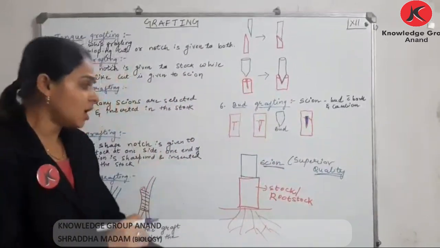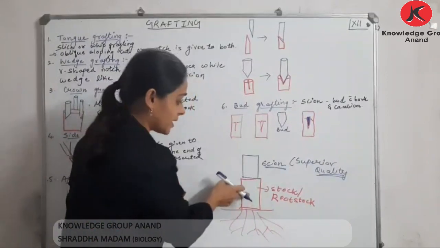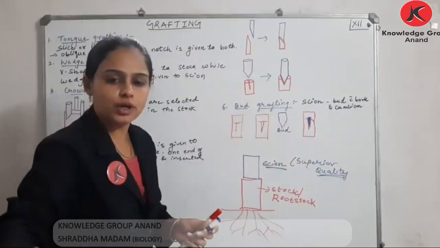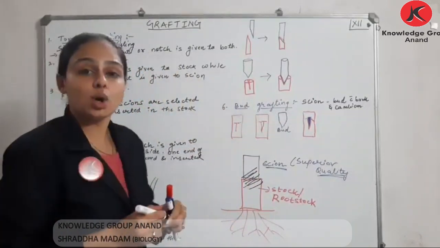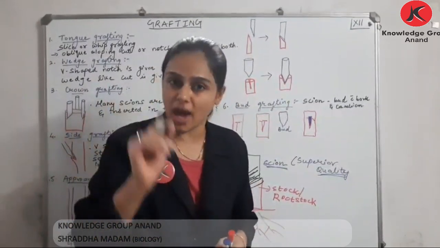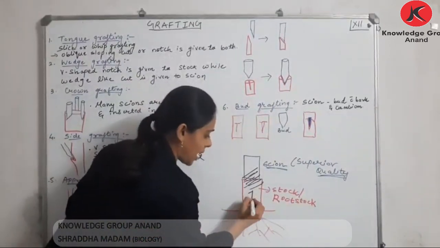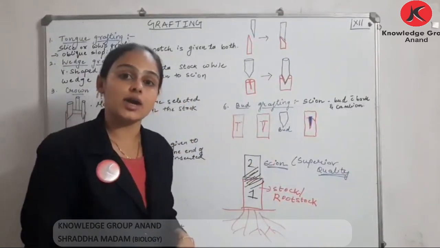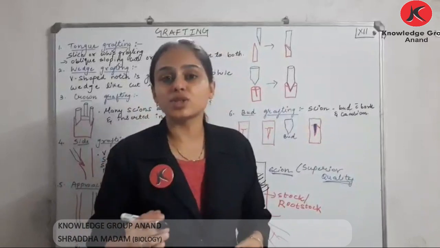Now, the purpose of grafting: what have I done? I am going to combine the stalk and the scion. By combining them both, I will get a new plant which has the characteristics of both plant 1, that is the root stock, and plant 2, that is the scion. Am I clear? So what is the purpose of grafting?